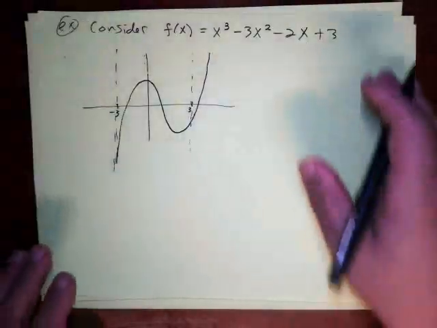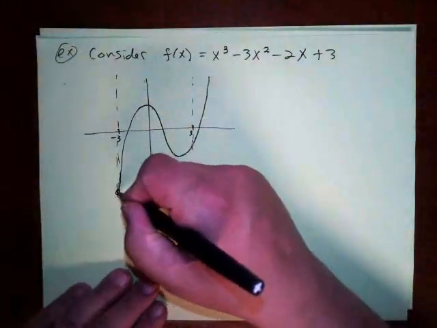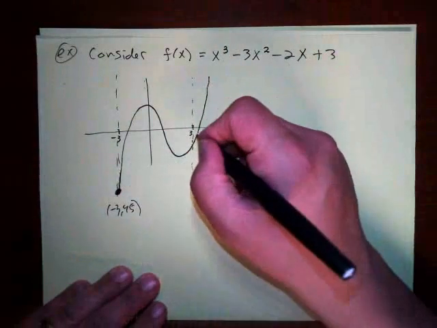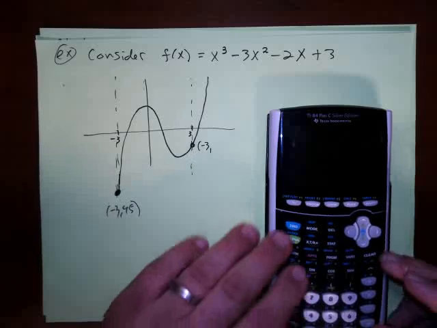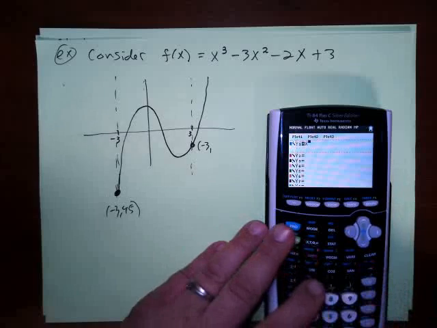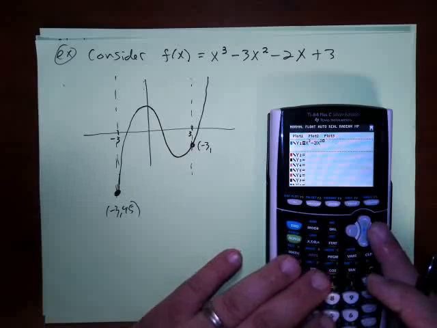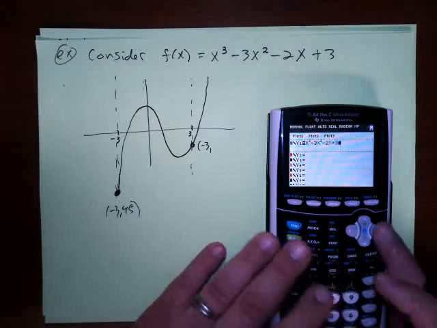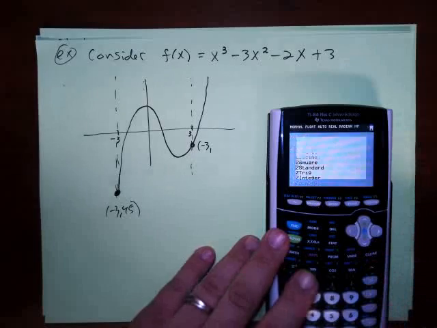What I wanted to do is go back to this example. This is that cubic equation where you had these points. This was like -3, 45 or something like that, and then this here was -3 something. Let's see if I can graph this: x cubed minus 3x squared minus 2x plus 3, and then I'll do a standard window.